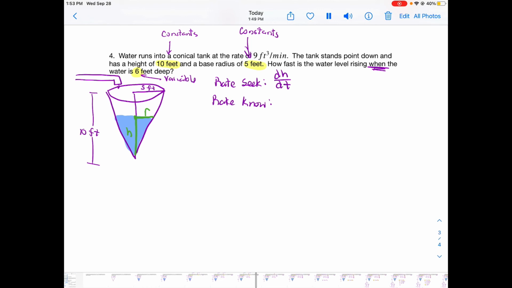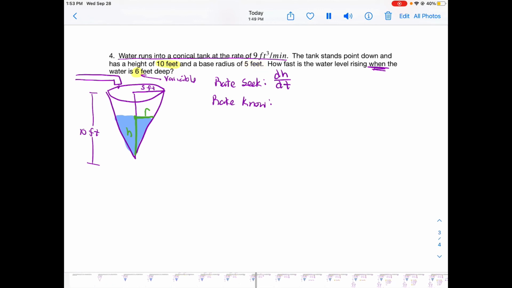What rate of change do you know? We know that water runs into the conical tank at a rate of 9 cubic feet per minute. So water going into the tank, what does that affect? That affects the volume of the tank. So dV/dt, the rate at which the volume is changing, is the rate that we know, which is 9 cubic feet per minute. Now develop an equation that we'd use in this situation that involves the variable h and the variable V, so volume and height.